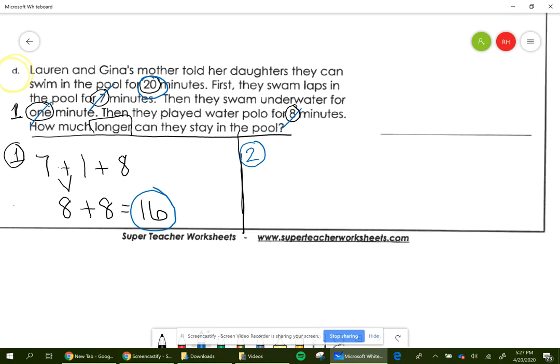Okay, so I want you to work through that second step, and then when you go over here to your answer, don't forget to write in a complete sentence. The question asks, how much longer can they stay in the pool? So remember to include your label, which here would be minutes, because that's what we're counting in. And then again, think 20 minutes in total that the mom gave them. They've already spent 16. So I want you to figure out that second step and the final answer, and then let us know what you got.